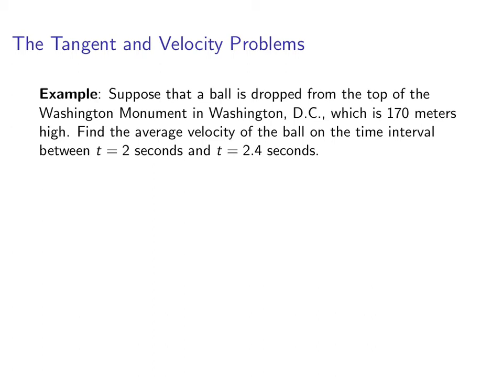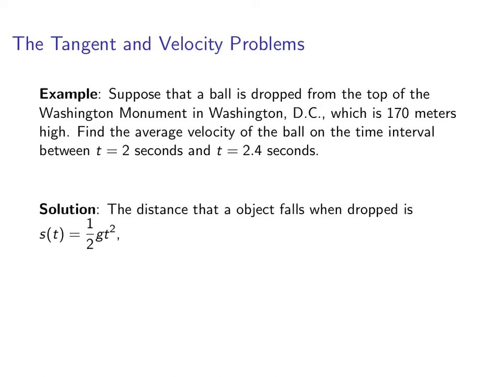Hello, calculus fans. All right, we're going to drop a ball from the top of the Washington Monument in D.C. The top of that monument is 170 meters above ground. What we'd like to do is find the average velocity of the ball on the time interval between t equals 2 and t equals 2.4 seconds. So we're just going to see, during that brief instant between those two times, what's the average velocity.